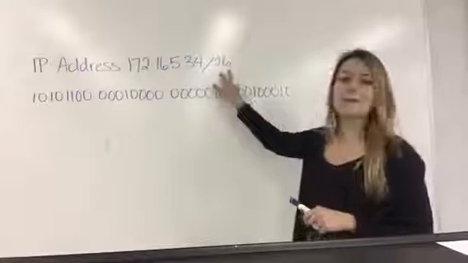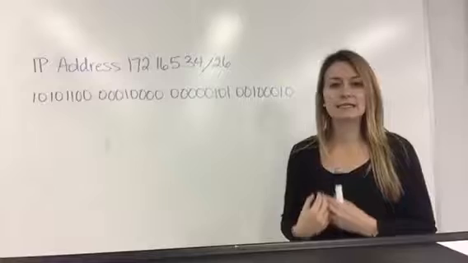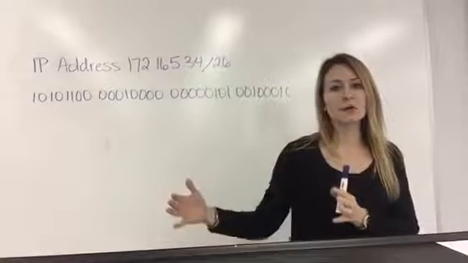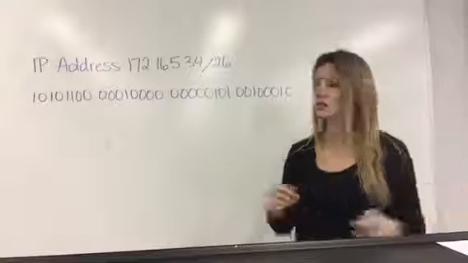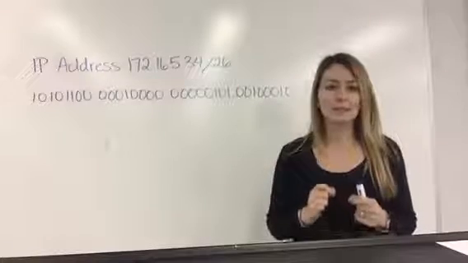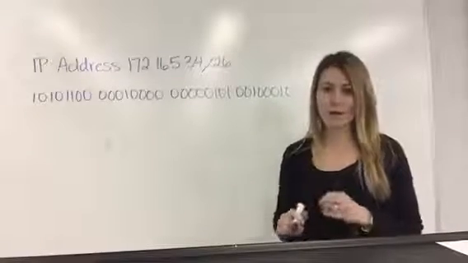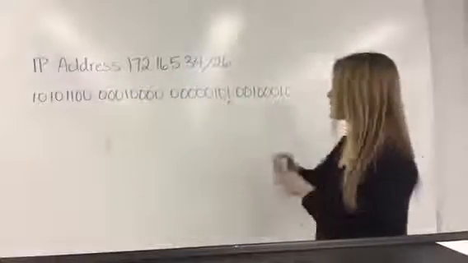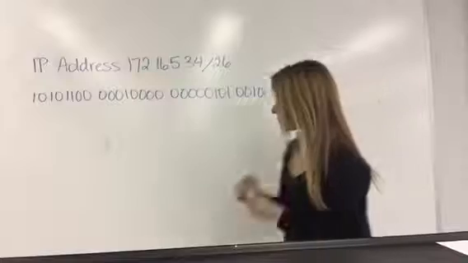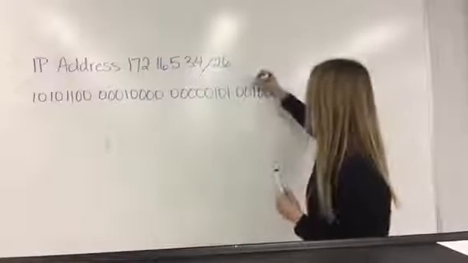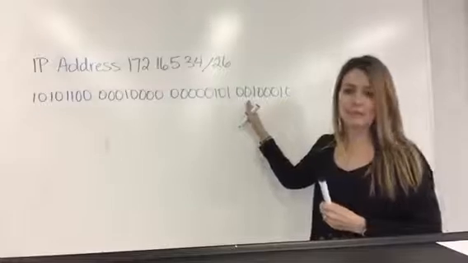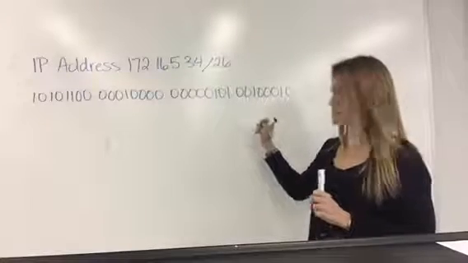So what the subnet mask can do for us is it can tell us which portion of this IP address is network and which portion is host. The first 26 bits represent the network portion. So here we have 8, 16, 24, and then here's the split. So here's the first 26 bits of this IP address.